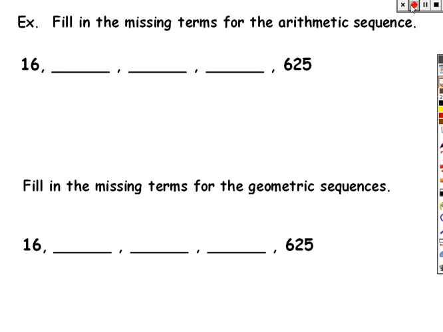Now this is an example. I give you the first term in the sequence and the fifth, and I want you to fill in these middle 3 terms to make this sequence arithmetic, and then fill it in with 3 different terms to make the sequence geometric. Pause the video and give this a try.